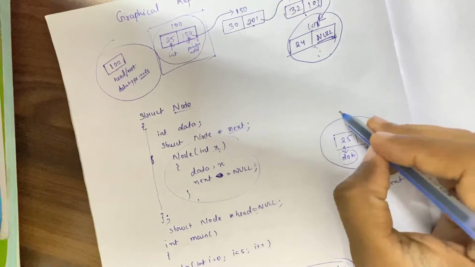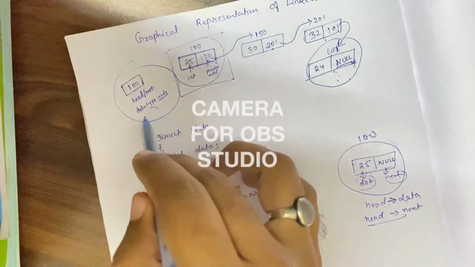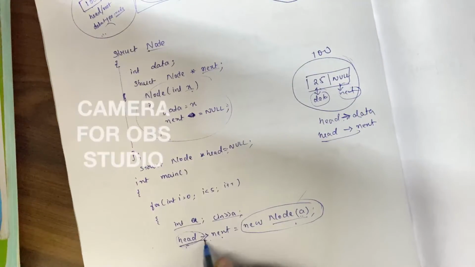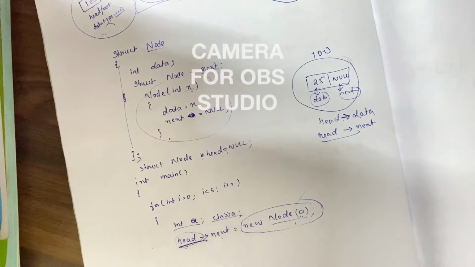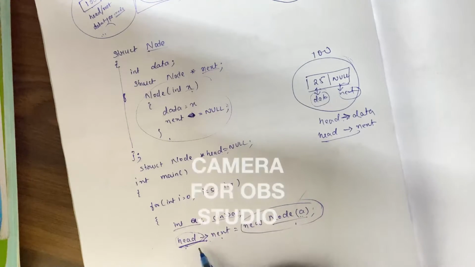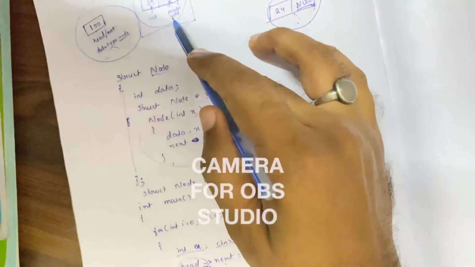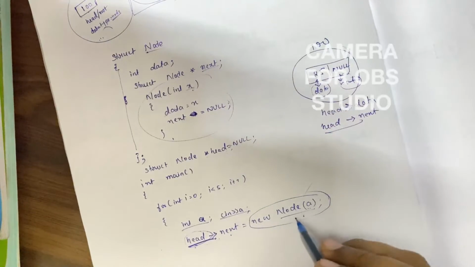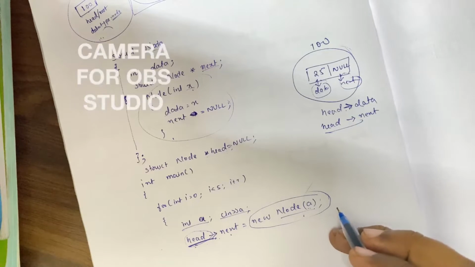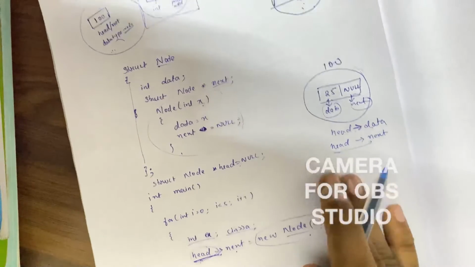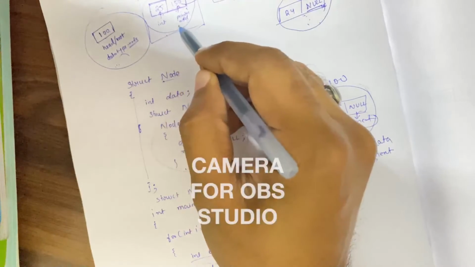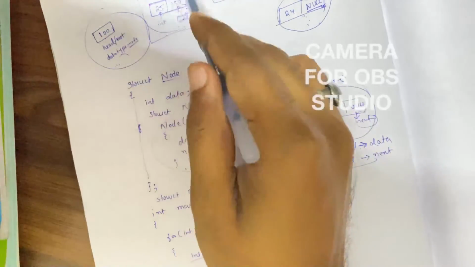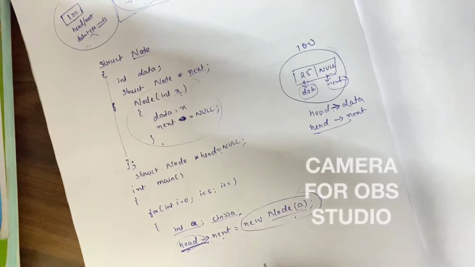So it is 100, as I have shown here. It sends 100. Now I have head with an address of 100, so it is pointing to, let's say, this node. So this node is created. Now we have created a node. Now we will go to this node, because we have finished working on this one.